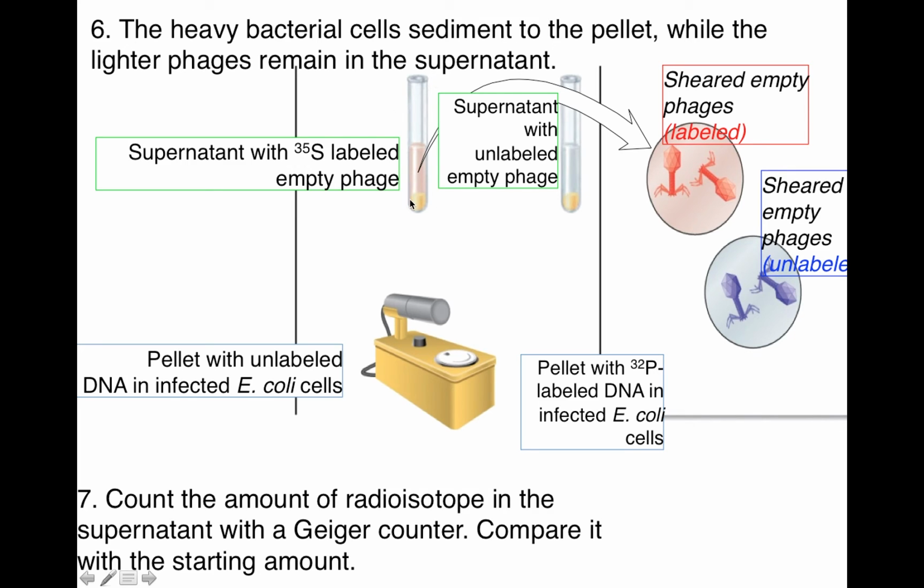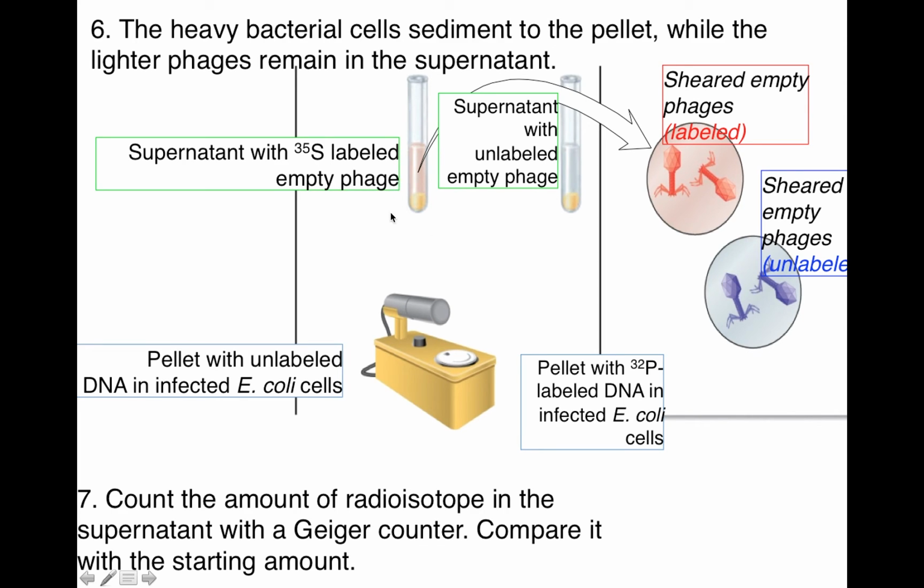So here's the test tube with the bacteria at the bottom and the supernatant up here with the empty coats. Okay, the empty bacteriophage coats are up here, and the pellets contain the bacterial cells with whatever the genetic material is in it. And you use the Geiger counter. This is something we used to use in the lab all the time, and it's not used very much anymore. But this Geiger counter will be able to detect radioactivity at different parts of the test tube. So you're going to count the amount of radioisotope in the supernatant with the Geiger counter and compare it with the starting amount.